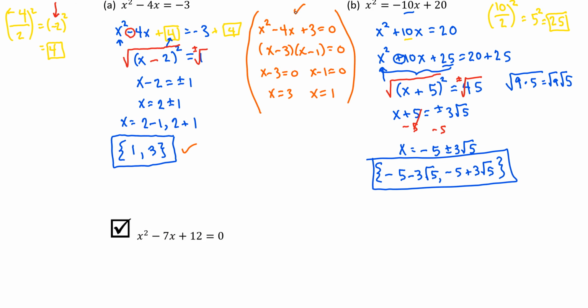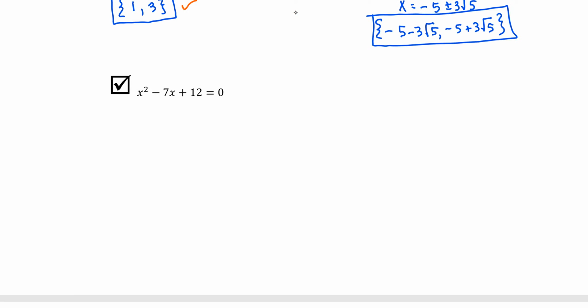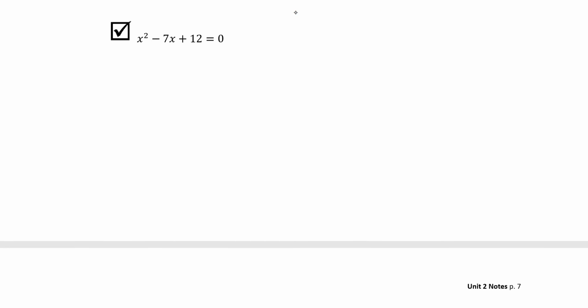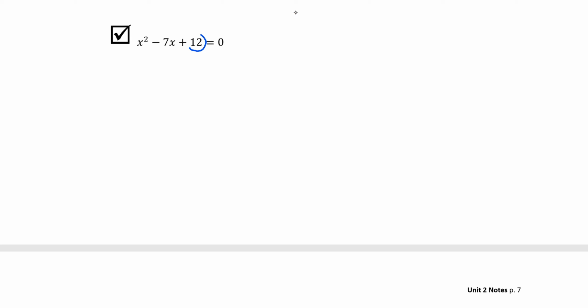Okay, one more example for completing the square. Remember, our goal is to rewrite it so that the left side's a perfect square trinomial, which means our constant has to go. Step 1, collect your quadratic and linear terms on one side and move your constant to the other. Then we're going to find the value that completes the square. So I'm going to take my linear coefficient, negative 7. I'm going to do two things. Do you remember what two things? Divide by 2 and then square.